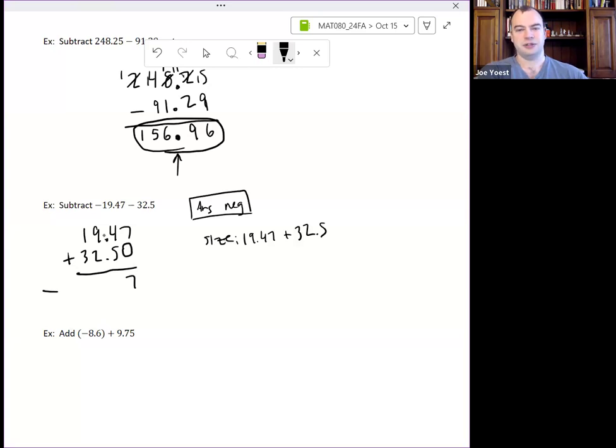7 plus 0 is 7. 4 plus 5 is 9. Oh, I ran into my decimal point. Bring it down. 9 plus 2 is 11. 3 plus 1 plus 1 is 5. Write that a little nicer. And that's our answer, negative 51.97.